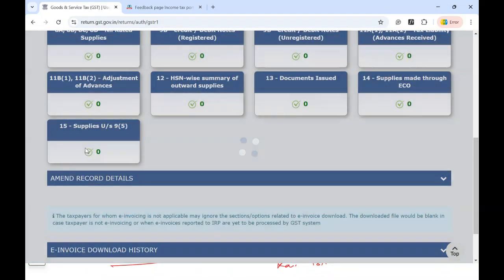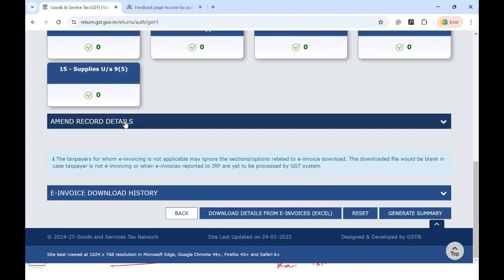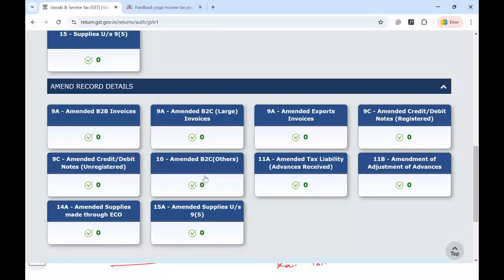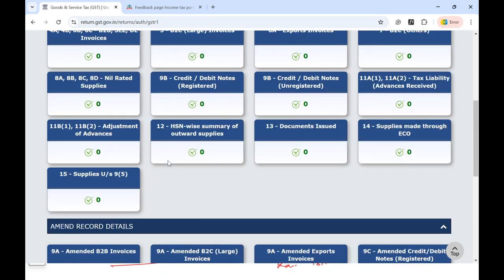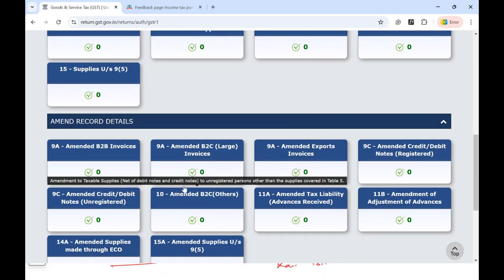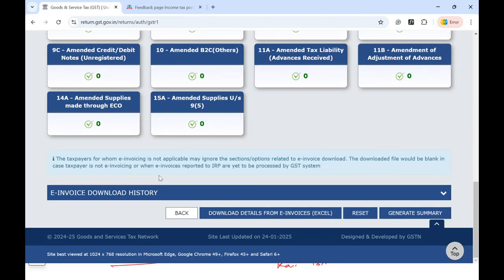And we already discussed what section 9(5) is. Then one more part is there, amendment. If in an earlier return I notice some error, then I need to amend those records. I can use this amended sheet. How to insert data into these sheets is more or less similar to our earlier discussion, so I am not going into this part.